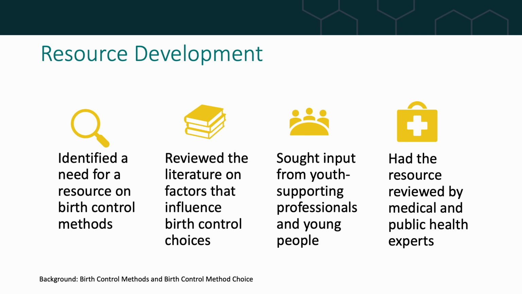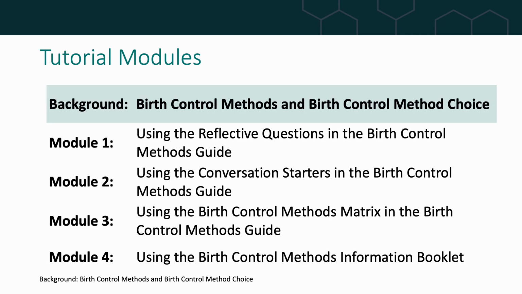We developed the resource using a 4-step process. First, through Activate's needs assessment, we identified a need for a resource that helps youth supporting professionals empower young people to choose a birth control method that is right for them. Second, we reviewed the literature on factors that influence the birth control choices young people make. Third, we sought input from youth supporting professionals and young people on the content and format of the resource and how it might be used. Finally, a pediatrician and public health professional with expertise in adolescent medicine and pregnancy prevention reviewed the resource to ensure its medical accuracy.